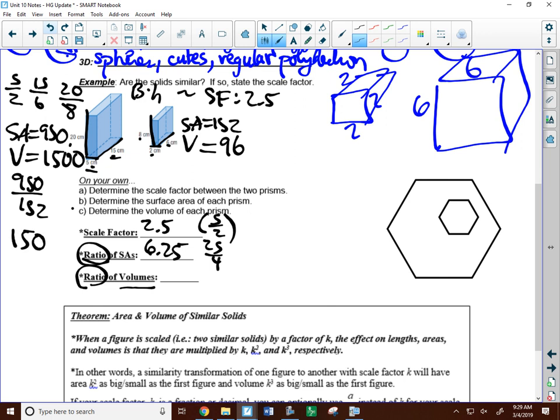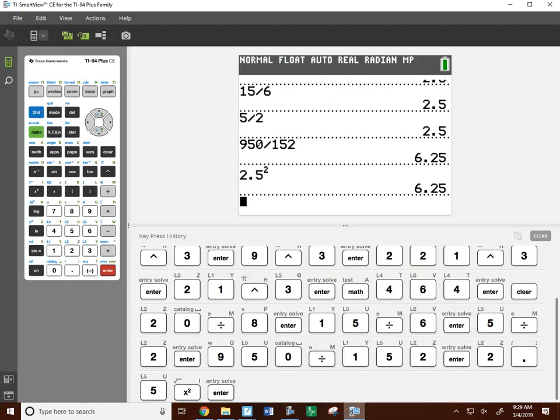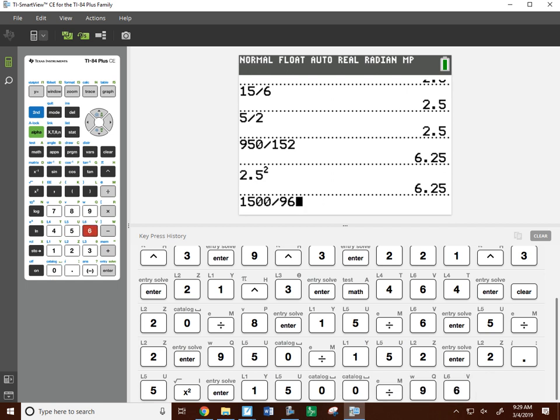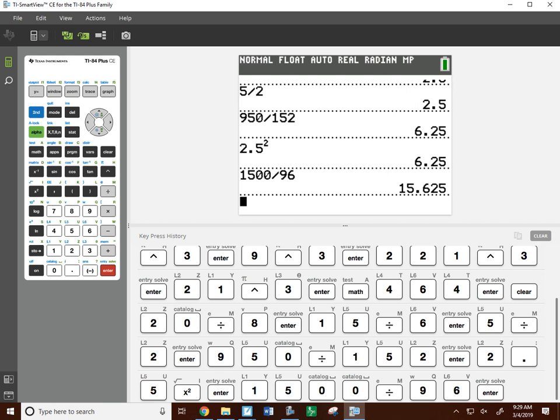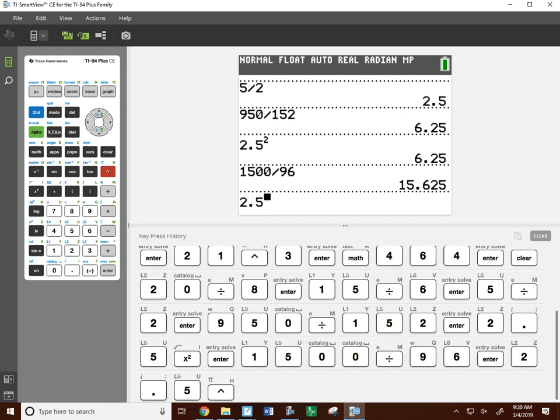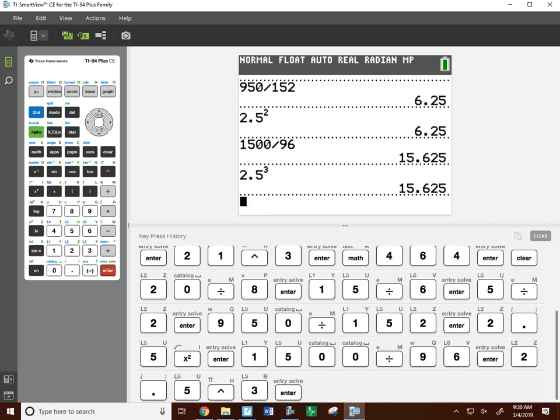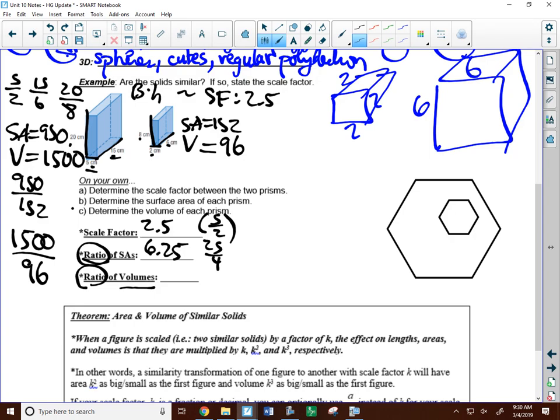So this time, if I do a ratio, 1500 over 96, let's try it out here. There we go, 15.625. Let's verify that against the scale factor cubed. There we go. Normally you wouldn't have to do that work of finding the volumes. I was just showing you for this one. So you take that scale factor, you cube it, that's the ratio. As a fraction, it would have been 125 over 8.